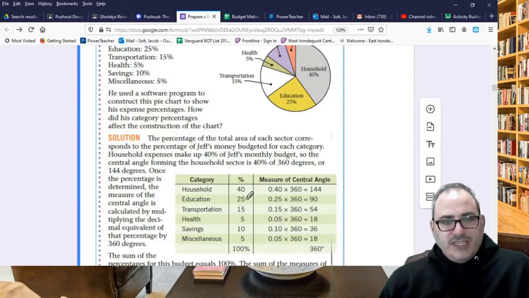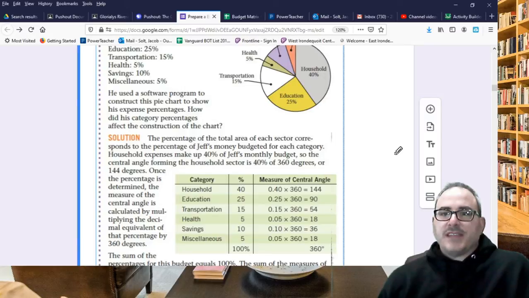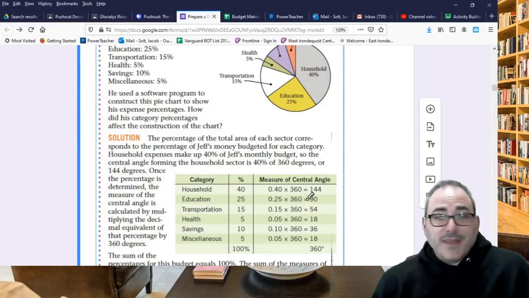Similarly with education, it's 25%. 25% is 25 over 100, expressed as a decimal out of 1, right? And 25 over 100 is the same thing as 0.25. That's a decimal out of 1. So if I now multiply 0.25 times 360, which is all the degrees in the circle, I get 90.